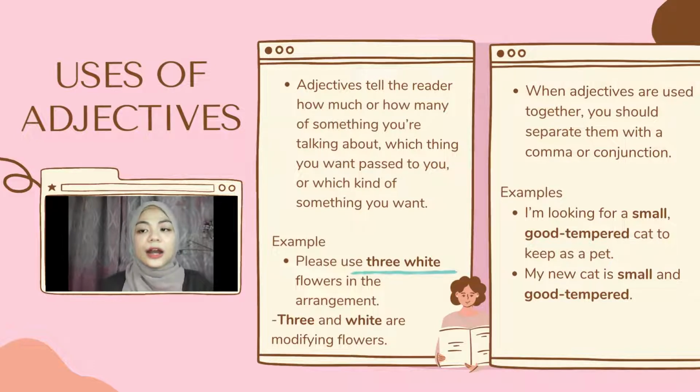When adjectives are used together, you should separate them with a comma or conjunction. For example, I'm looking for a small, good-tempered cat to keep as a pet. My new cat is small and good-tempered.